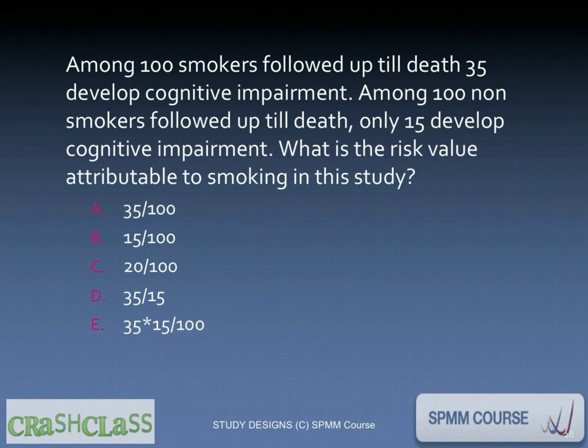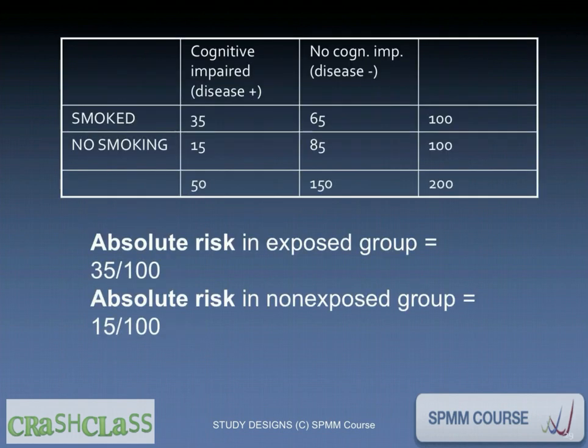So several answers are given: 35 by 100, 15 by 100, 20 by 100, 35 by 15, 35 multiplied by 15 divided by 100. How do you calculate this? So we need to draw a 2 by 2 table. I have done a 2 by 2 table for you in the slide. So you can see I have put smoking and no smoking in the first column, and I have written disease positive and disease negative, that is cognitive impairment positive and cognitive impairment negative, absence of cognitive impairment, in the two rows.